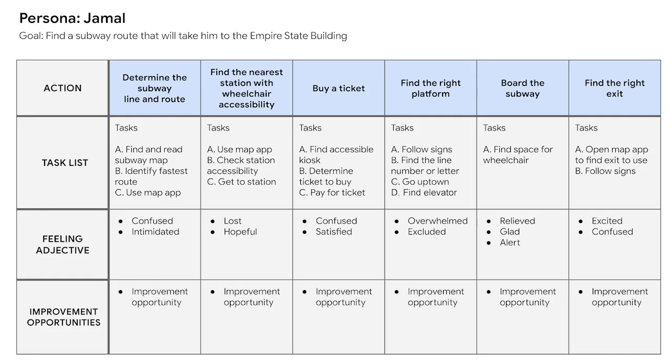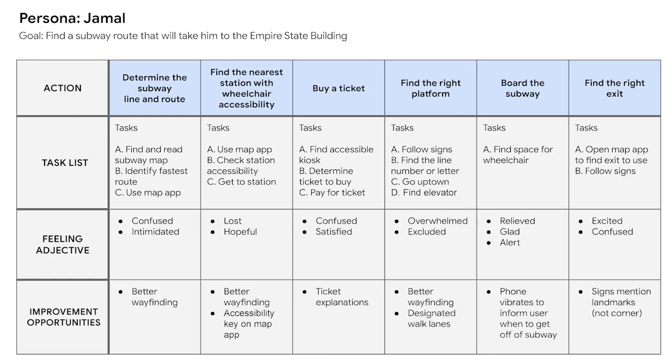There's one final action in our journey mapping exercise. Once we've identified the user's emotions, we can then identify opportunities to improve his user experience. This is where user journey mapping can really enhance UX design. Without mapping the actions of Jamal's journey, it might never have occurred to us to add an accessibility key to the map to help users with wheelchairs navigate the subway stations more easily. Here's what a completed user journey map looks like for Jamal.